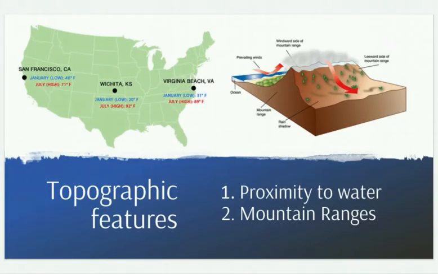Okay, proximity to water and mountain ranges can have a significant impact on your climates. We have San Francisco, Wichita, and Virginia Beach. They're all at roughly the same latitude, but they have very different climates. If we look at the numbers, in San Francisco, their low average temperature in January is 46 Fahrenheit, and their high in July is 71 Fahrenheit. As opposed to Wichita, which has a colder cold and a higher hot. And then Virginia Beach is kind of in between the two.